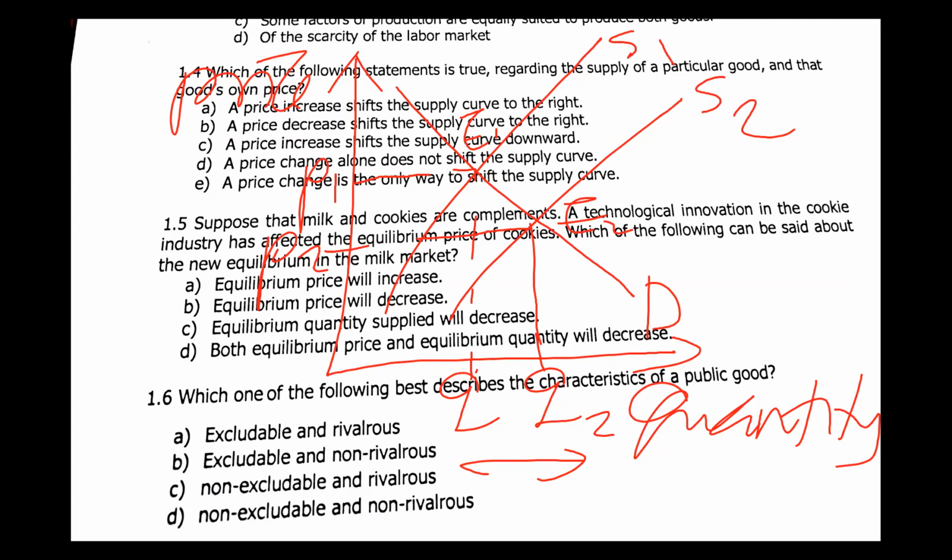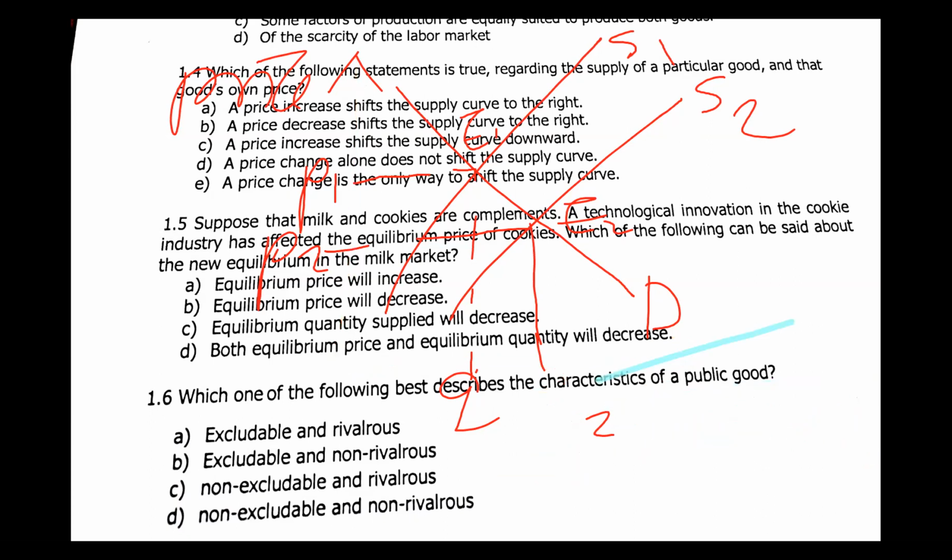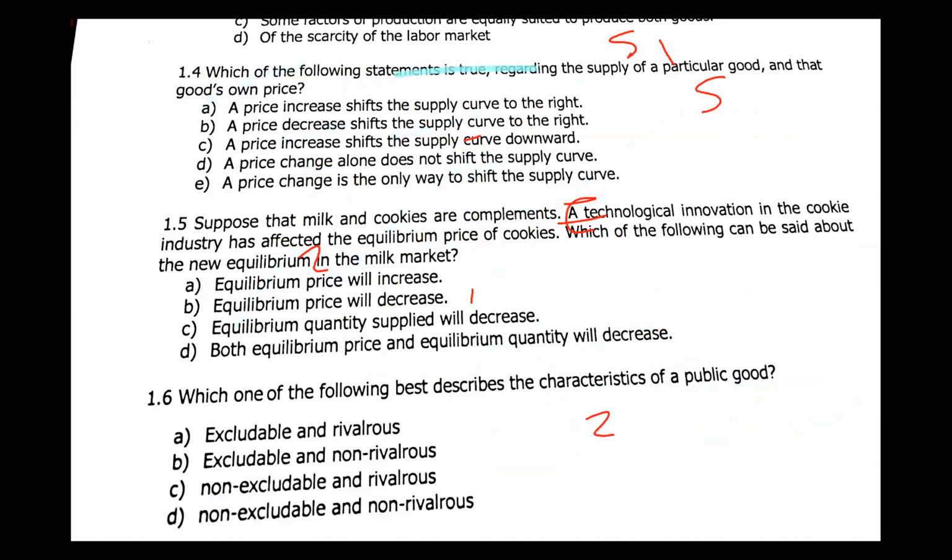So if the supply of cookies has increased, meaning even the supply of milk will also increase because they are complementary goods, sir. Okay. So now the question is, what will happen to the equilibrium price? The equilibrium price will decrease, sir. Yeah, so the equilibrium price will decrease, and your answer is B.